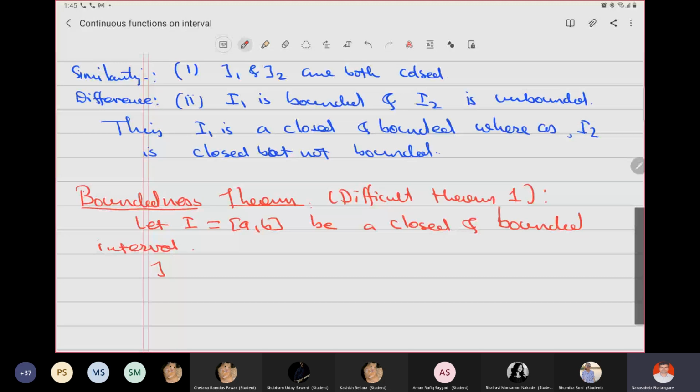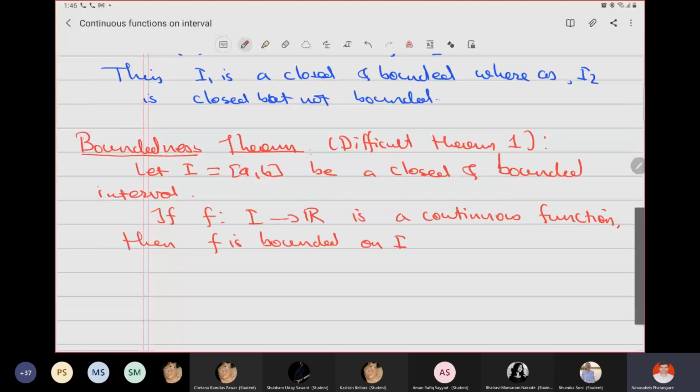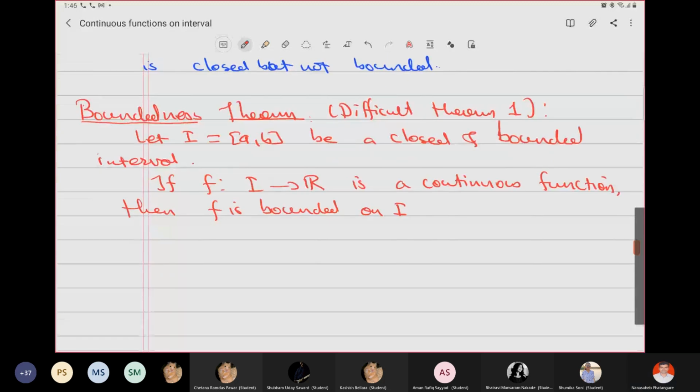Do you know the meaning of each and every word in this statement? Do you know the meaning of closed and bounded? Do you know the meaning of interval? Do you know the meaning of continuous function? Do you know the meaning of bounded function? Yes, sir. Now the idea is clear. The statement is clear.